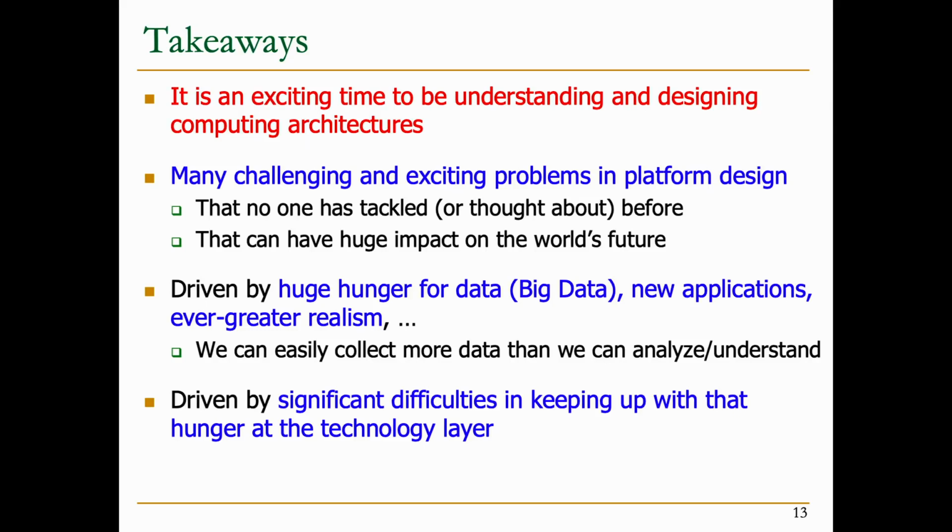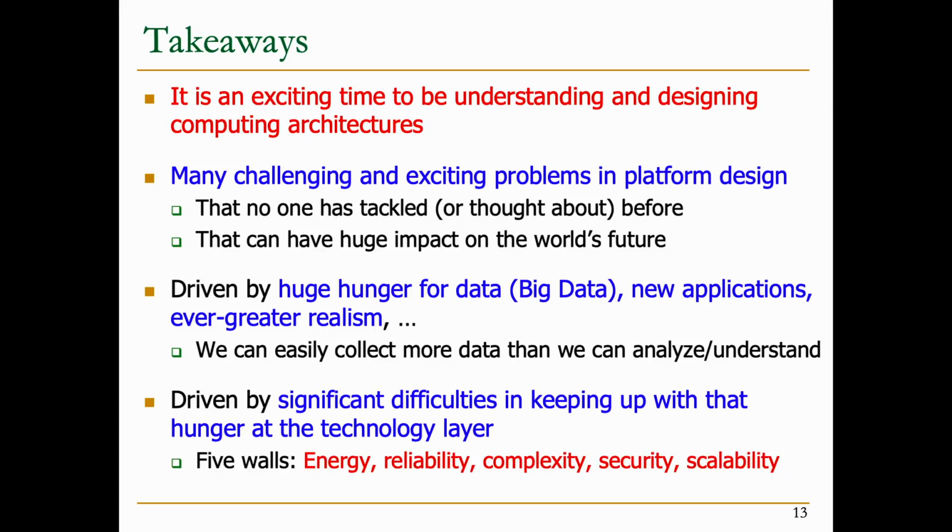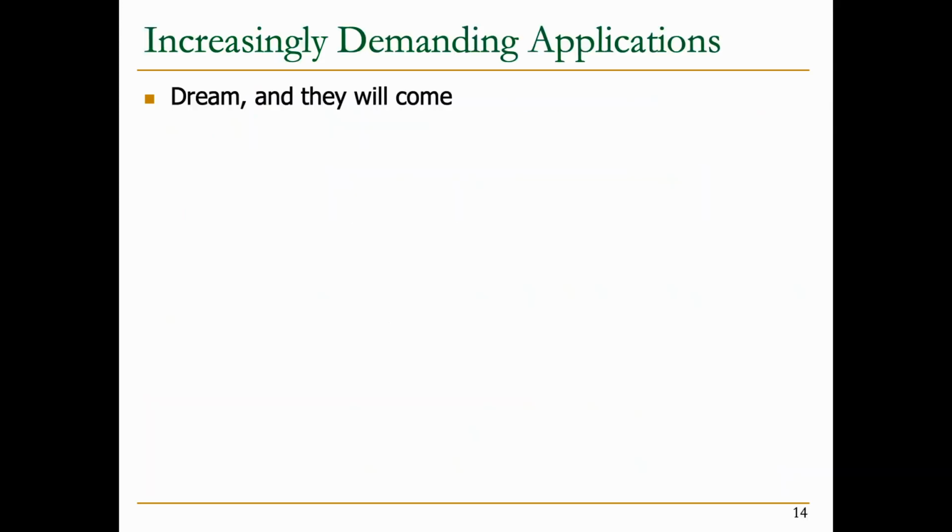For sure, this is driven by significant difficulties in keeping up with the hunger and technology layers. We have 5 walls: energy, reliability, complexity, security, scalability, and many more. So with increasingly demanding applications, if I give you the requirements as a computer architect, you can dream about the architecture that meets those application needs.